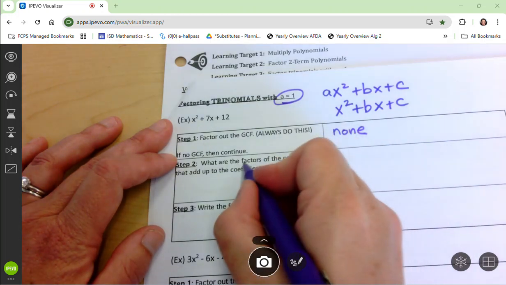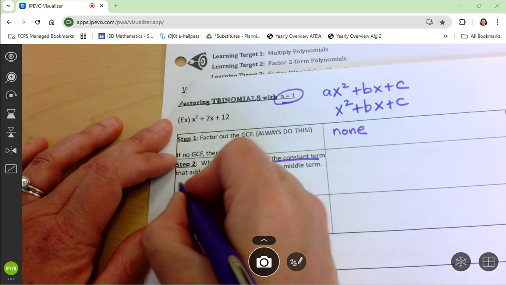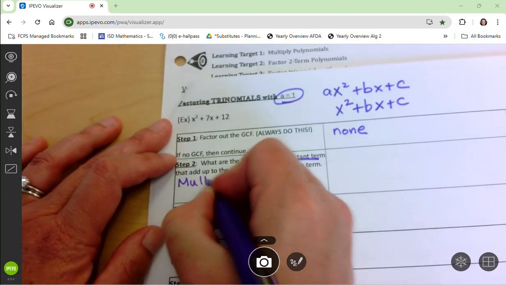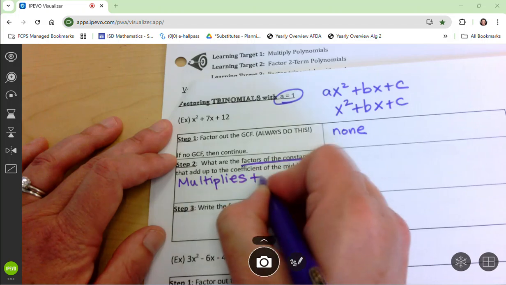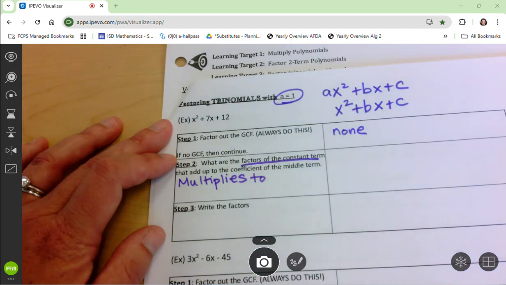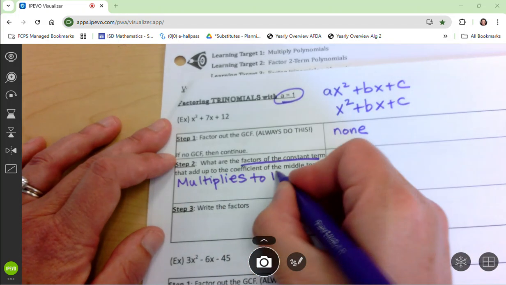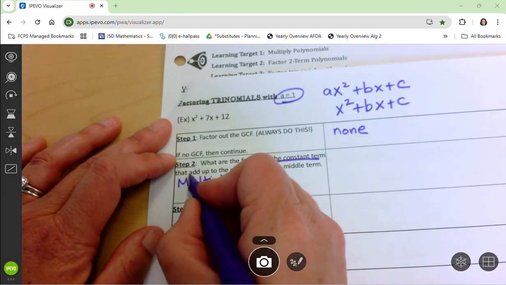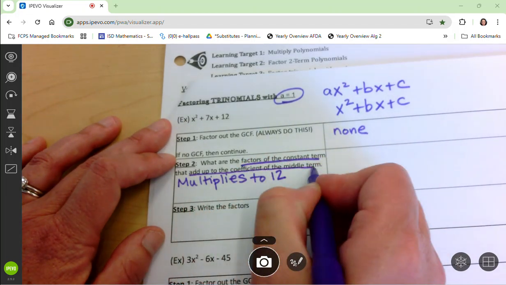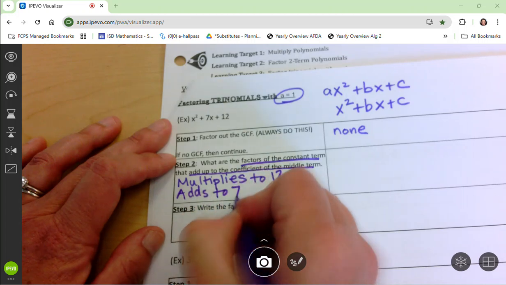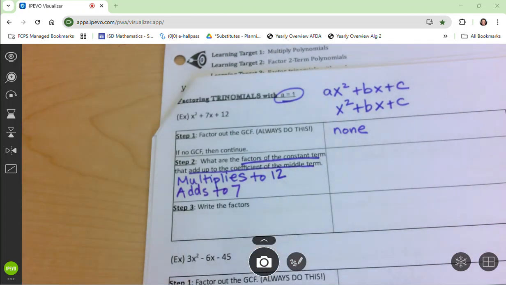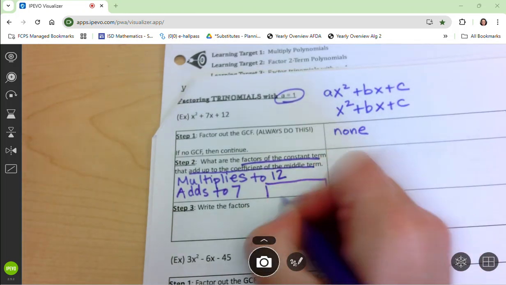The factors of the constant term. So what multiplies to the constant term? Which one is constant term? 12. Yeah, the one with no x, right? So what multiplies to 12 and then adds up to the coefficient of the middle term? Adds to 7. Now, some of you are super good at this, and those numbers just pop in your head, and don't ruin that for everybody else. All right, if they pop in your head, just write them right here, okay?